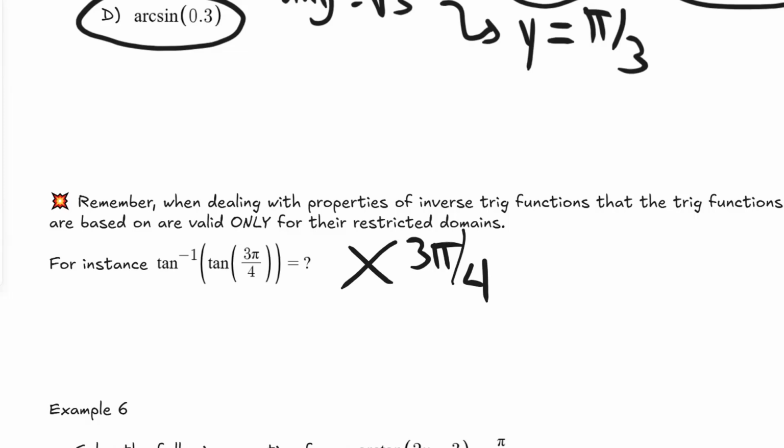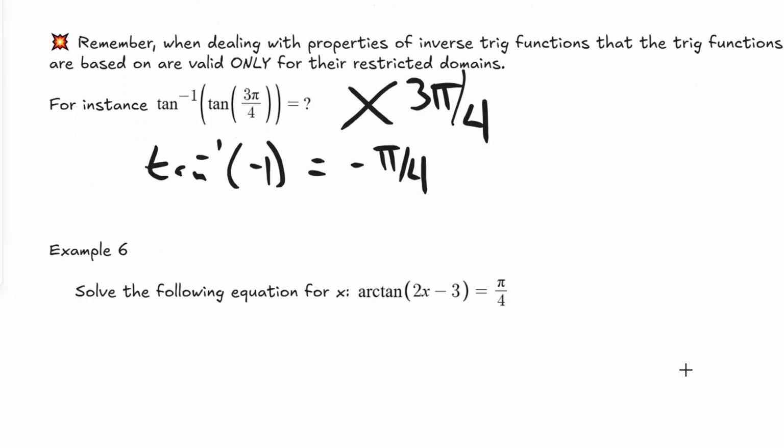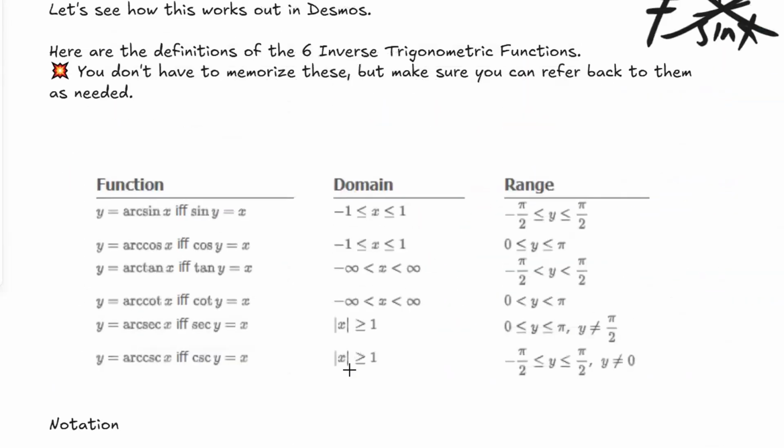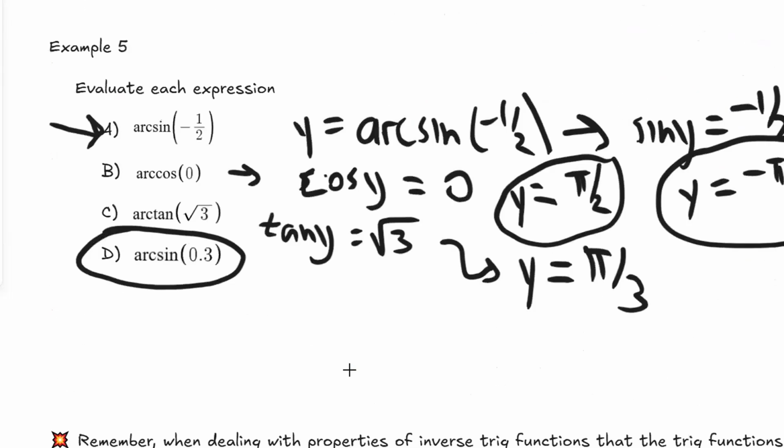domain. So what we could do in this case is we know that tangent of 3 pi over 4 is equal to -1. So then we could do the tangent inverse of -1, and that's going to be -pi over 4 because the domain is restricted to values between -pi/2 and pi/2. So we have to keep this in mind whenever we are working with inverse trig functions. And that's why I said it's important to be able to refer back to these graphs and these definitions of the functions in their domain and range.